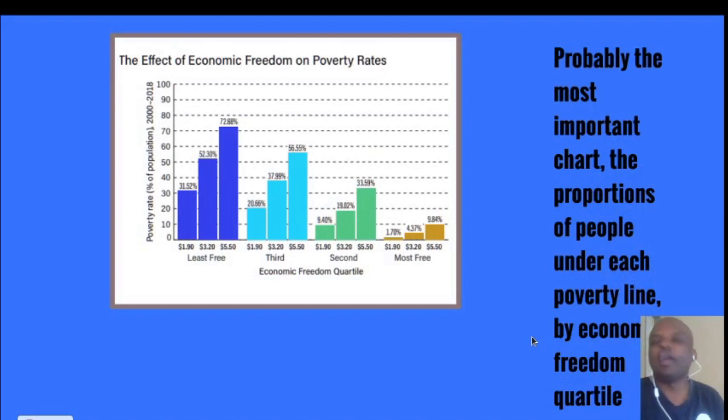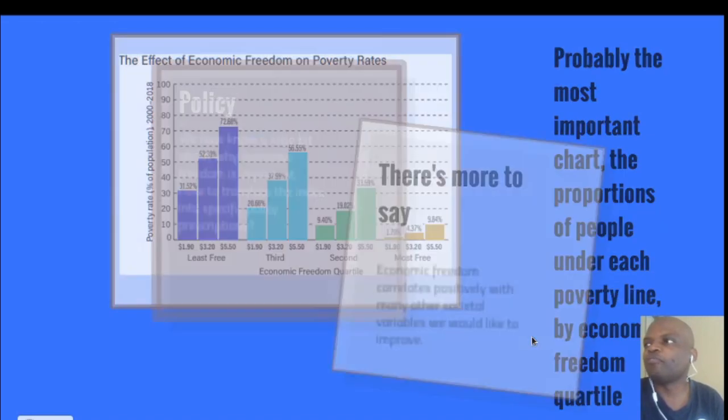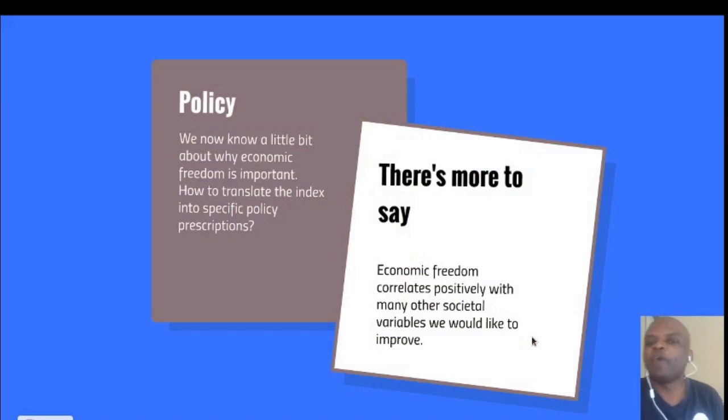Poverty rates. Here, I think this is perhaps a more interesting graph, because as you can see, the least free countries have the most people under the poverty line. If you look at the different poverty lines, $1.9, $3.2 a day, $5.5 a day, you see that the least free countries do the least well on all three poverty lines. So if you want to reduce the levels of poverty, you look for the freest countries, and these are the countries which have the least amount of poverty by any poverty line, whether it's $1.9 or $5.5.